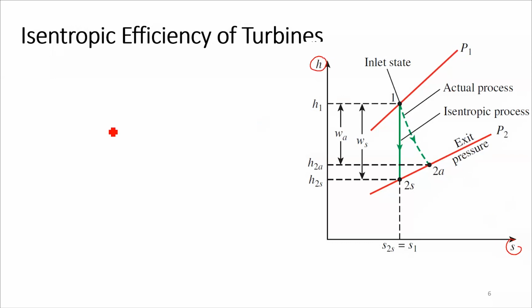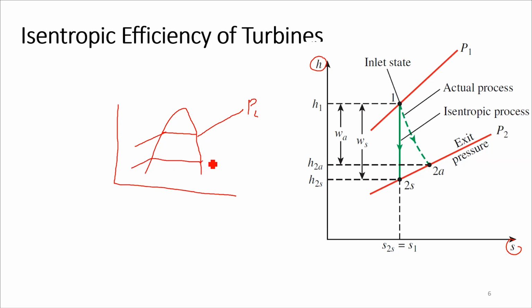These two pressure lines are the same lines if you are in the superheated region. This curve is pressure line P1, and this is pressure line P2. I have selected only this region for the moment since we are talking about the superheated region. If your system moves, this is the inlet state.